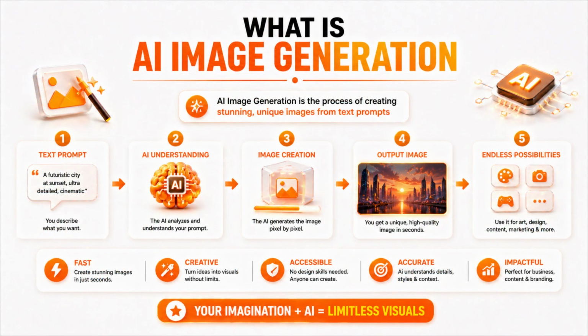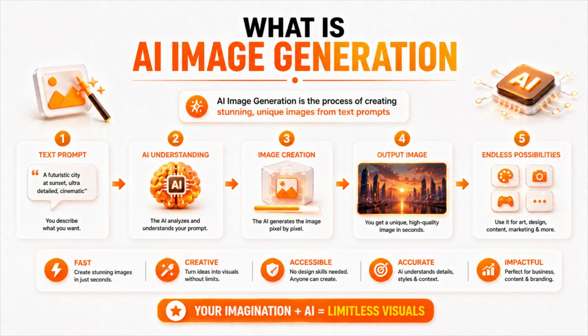So let us start with what is AI image generation. Let us understand what AI image generation really is and how it turns simple text into stunning visuals. AI image generation is the process of creating unique high quality images just from a text prompt. You describe what you want and AI brings it to life. It all starts with a prompt. You describe a scene, style or idea. The more detailed you are, the better the results.